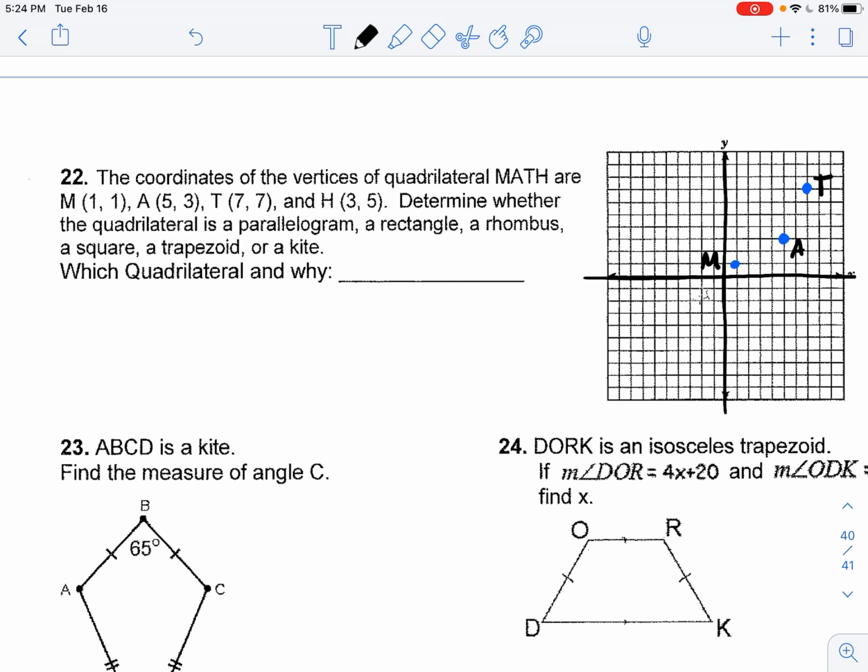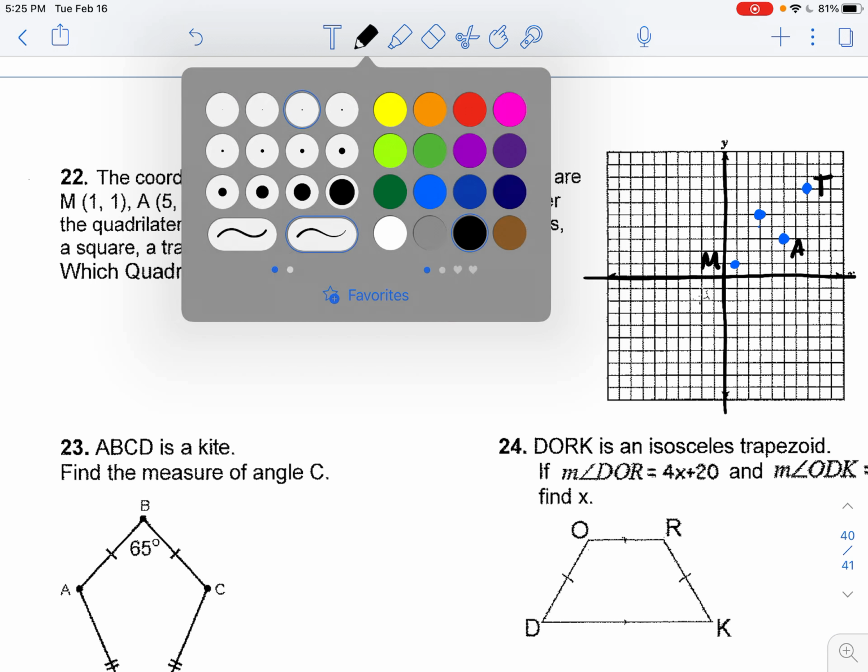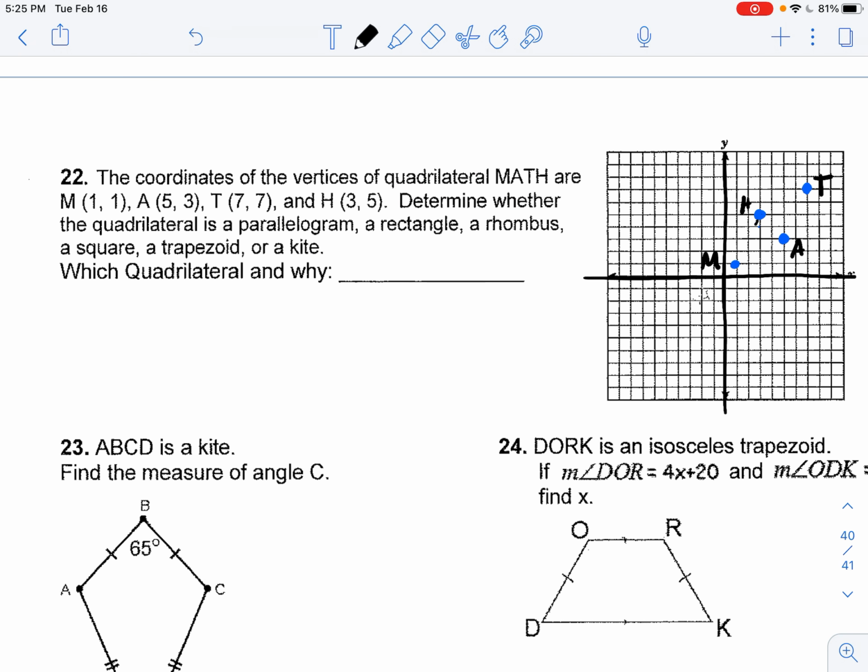And this is T. And H is 3, 5. So my figure looks like this. There it is. Determine whether the quadrilateral is a parallelogram, a rectangle, a rhombus, a square, a trapezoid, or a kite.